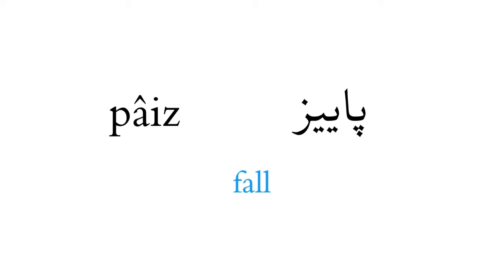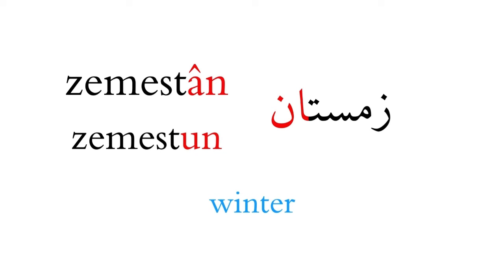Then we have پاییز. مهر، آبان و آذر ماه‌های پاییزن. And finally, زمستان, or in spoken Persian, زمستون, because again we have this on, which becomes un in spoken Persian. دی، بهمن و اسفند ماه‌های زمستونن.